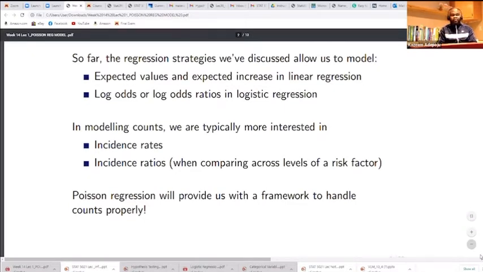Now, the Poisson regression will actually provide us a framework to handle counts properly. If you use any other regression model, you are not going to get a good result. That's what I'm talking about. If you want to model count as a function of covariates, as a function of certain risk factors, of course, you've got to consider Poisson regression.